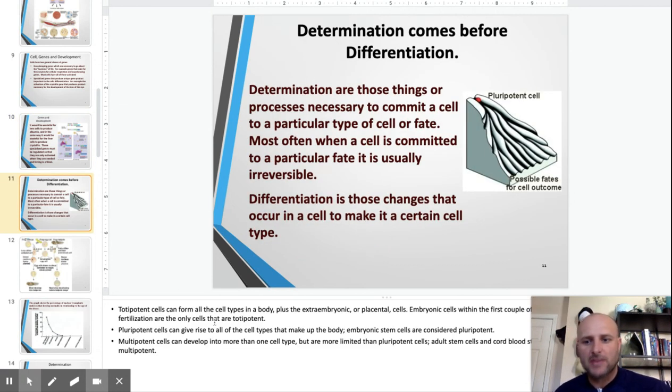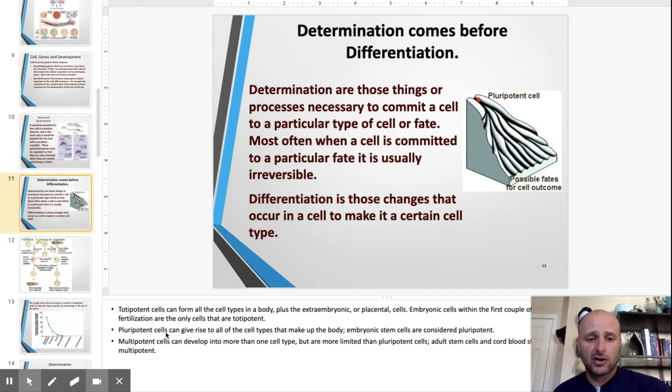This slide just talks about a few vocab words. We talked about totipotent. Those are cells that have all the types of genes and can become any other type of cell. But we have a few other words, pluripotent, which are cells that can give rise to any other type of body cell.